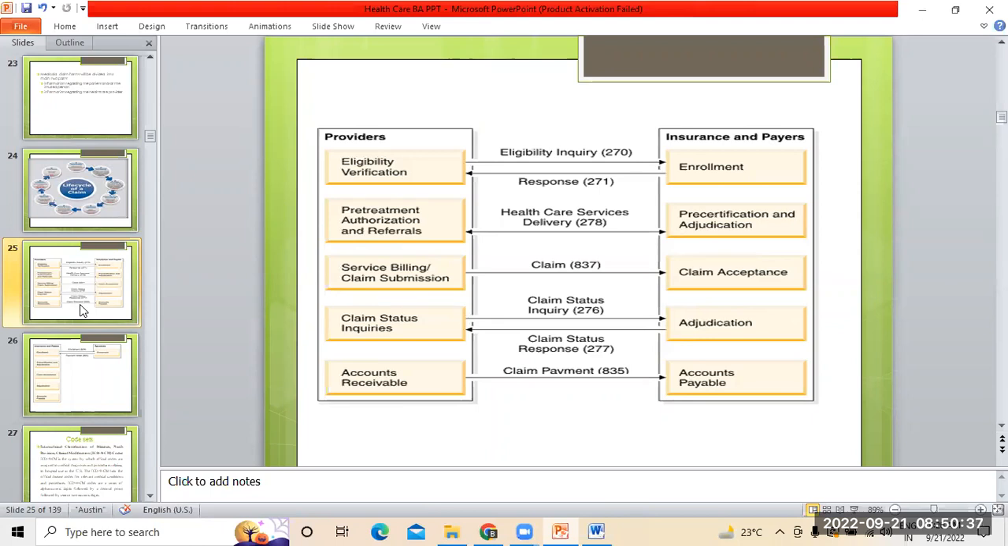So this is the whole process for which the code numbers are used, the claim life cycle, which normally happens once the treatment is done for the patient. Once the treatment has been done, whatever procedure is to be followed falls under this. So this is the whole structure of the claim processing life cycle.